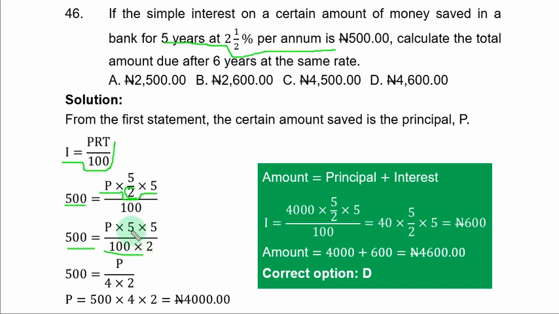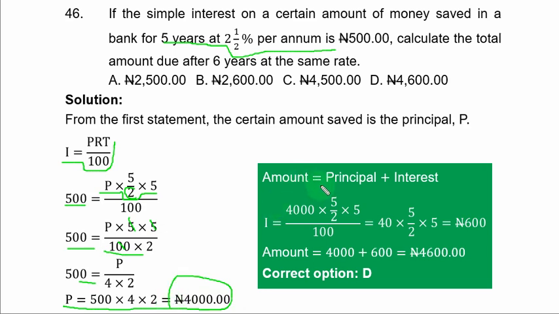If you reduce, 5 times 5 is 25. If you divide it by 100, you have 4. So you have 500 equal to principal over 4 times 2. Multiply through by 4 times 2 to clear fractions, and you have principal equal to 500 times 4 times 2, and that is 4,000 naira.